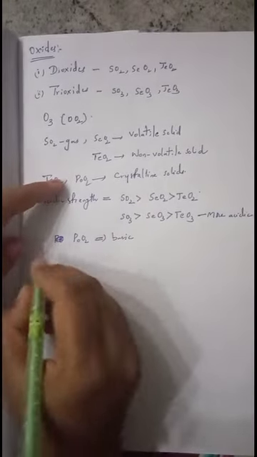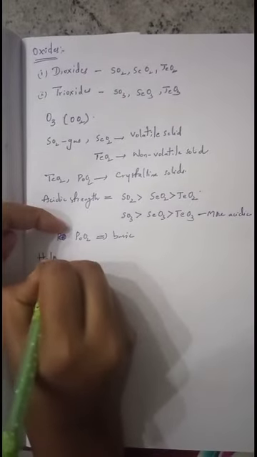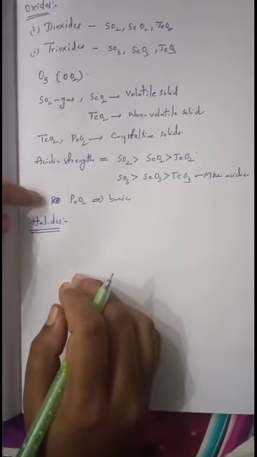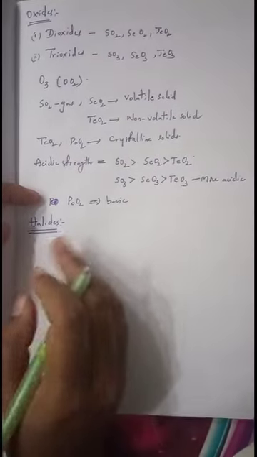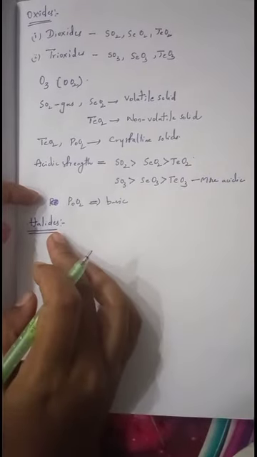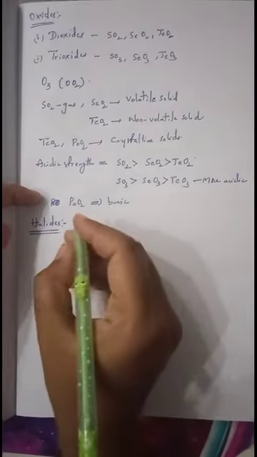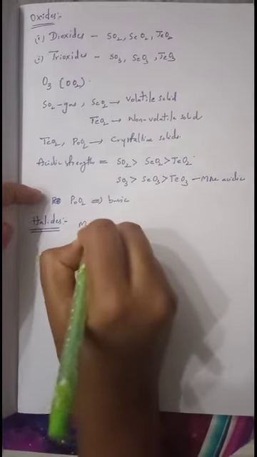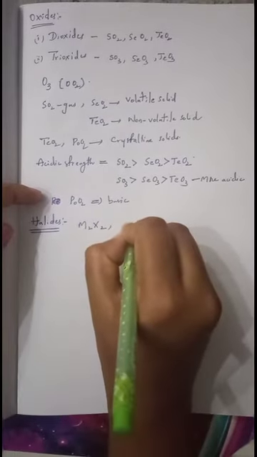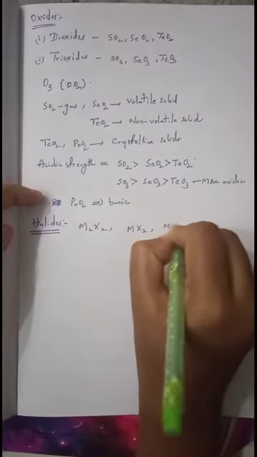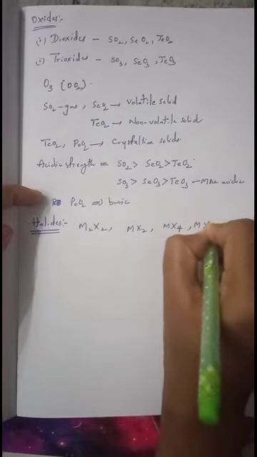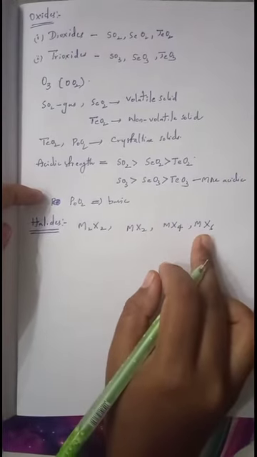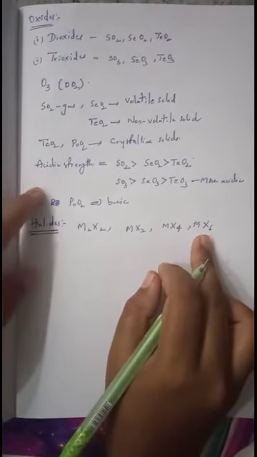Now we will see another important chemical property, that is formation of halides. These halides are formed when 16th group elements undergo reaction with halogens. These group elements can form different types of halides such as M2X2 type, MX2 type, MX4 type and MX6 type. M2X2, MX2 dihalides, tetrahalides and hexahalides are formed by the 16th group elements.